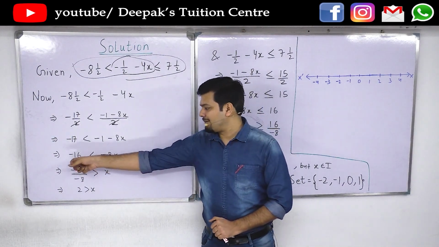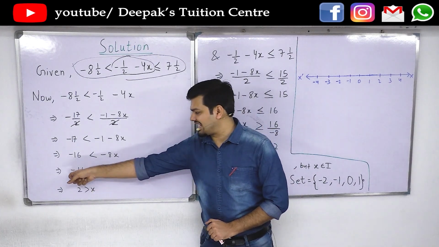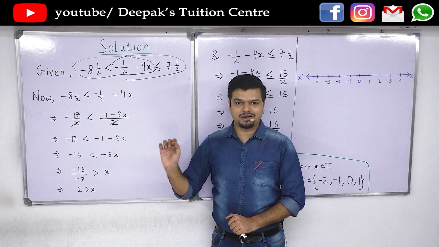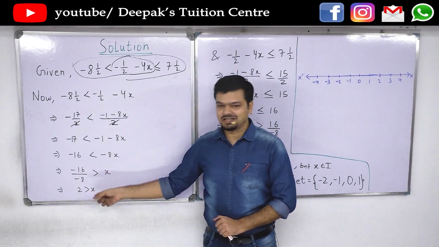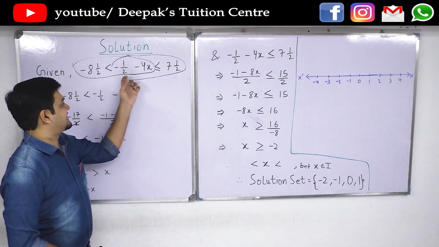So basically, minus 16 less than minus 8x will become minus 16 by minus 8 greater than x. You need to remember this. So this becomes 2 is greater than x. And similarly, now we take the second part.